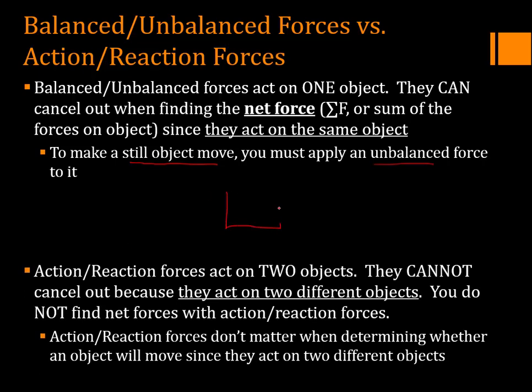Okay? So if I have an object sitting here, and it's resting on the table and there's friction, then if friction pulls this way with 10 newtons, then I have to pull this way with more than 10 newtons because I've got to unbalance this force in order to get it to start moving. Now once it's in motion, the forces can be balanced.